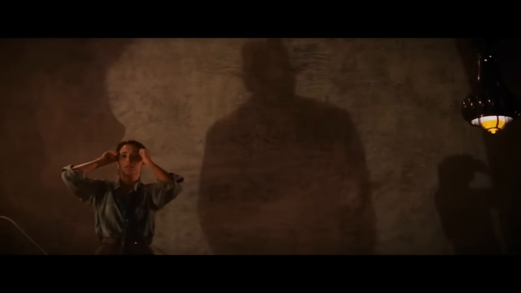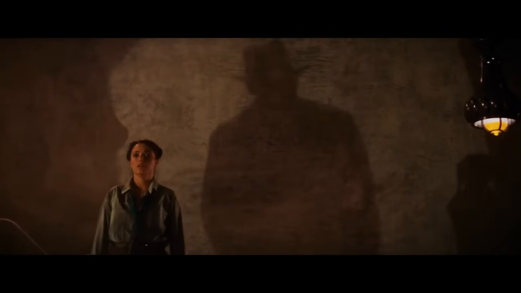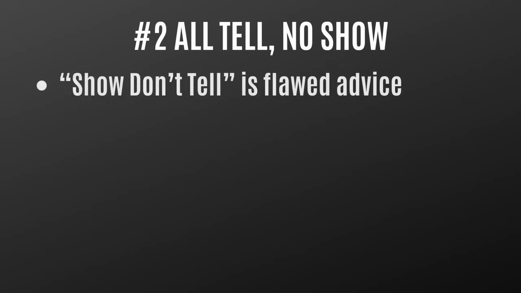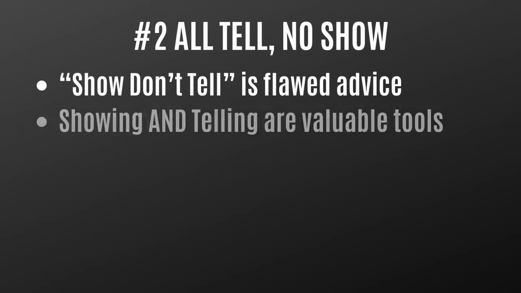And instead of saying something like Marion is bitter that Indy broke up with her years ago, you would express her frustrations through actions and dialogue. You would show her frustration. Now, while showing can be very effective, I hate the phrase show don't tell. And that's because showing and telling are both valuable writing tools. Showing allows you to engage the audience by conveying events as they happen, and telling allows you to quickly convey info that might be difficult to show.